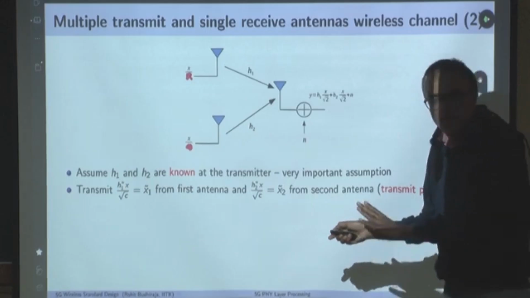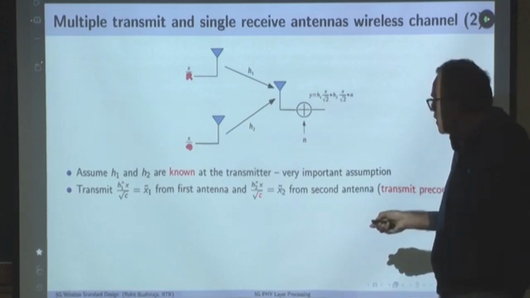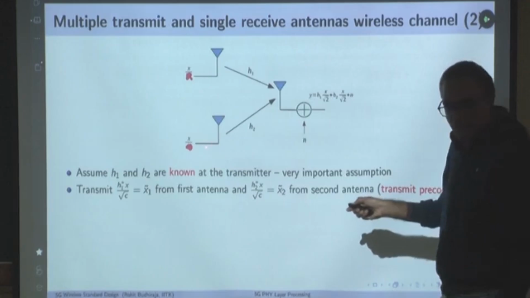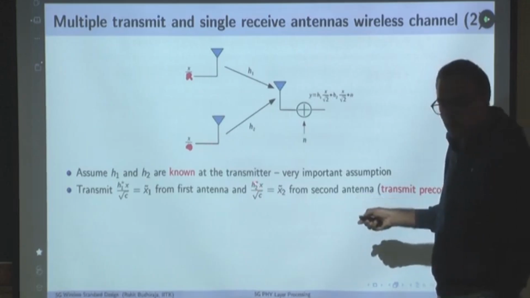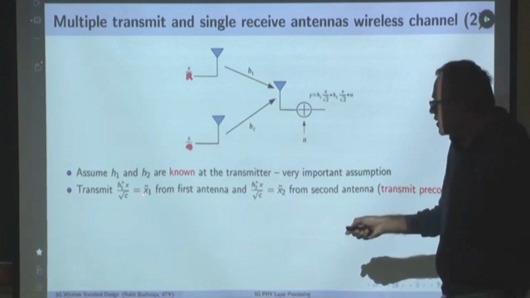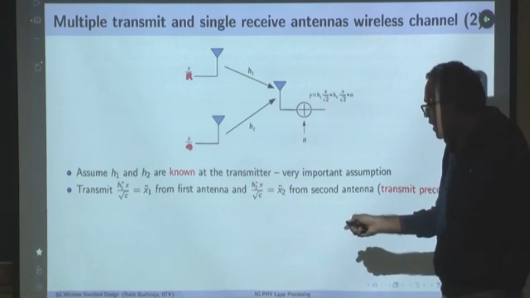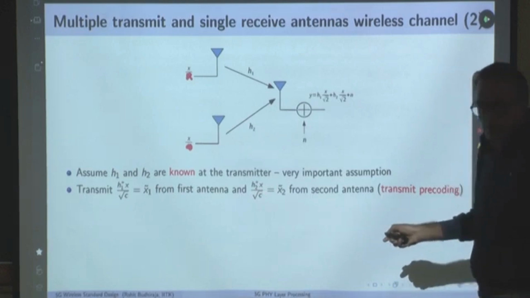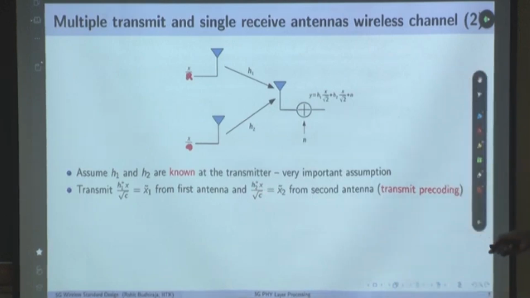Why this constant root c? I will make it clear to you. Similarly, what is it transmitting from the second antenna? It is transmitting h2 star x by root c. I call the whole of this x1 tilde, and the whole of this x2 tilde, just some notation, and this is called transmit precoding.